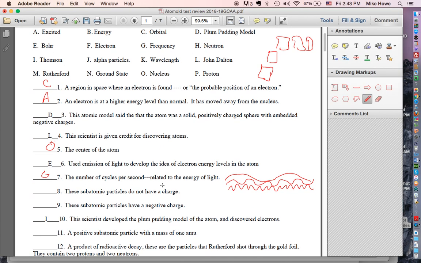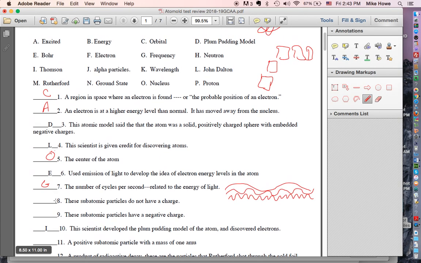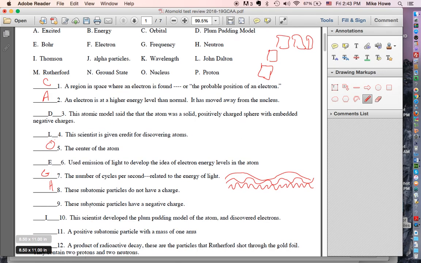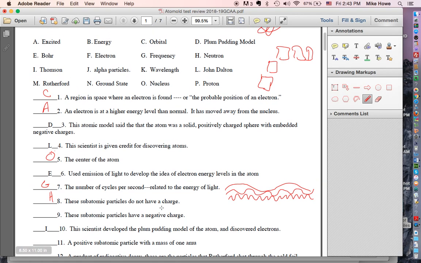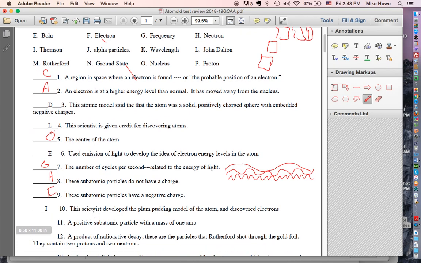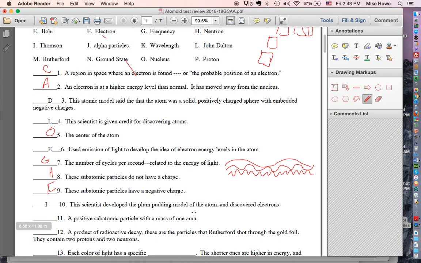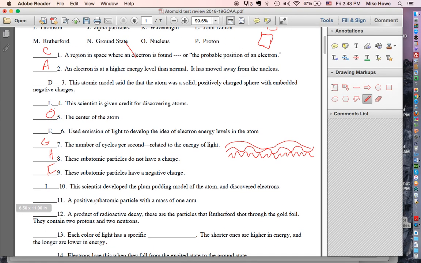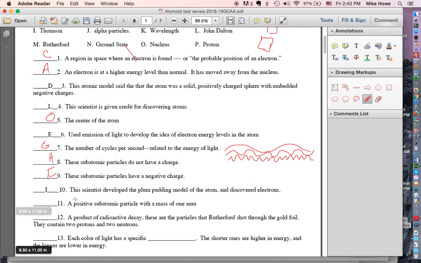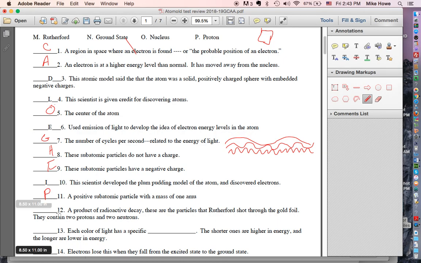Now these subatomic particles don't have a charge. They're neutral. Those would be neutrons. Which ones had a negative charge? Was that protons, neutrons, or electrons? Electrons. So the negative charge would be F. Subatomic particles with a mass of 1 atomic mass unit that is positively charged. Positive. What was it, protons, neutrons, or electrons that were positive? So that was P for proton.